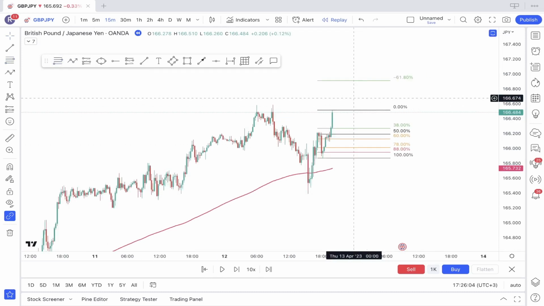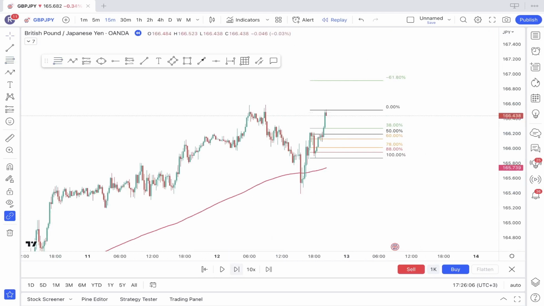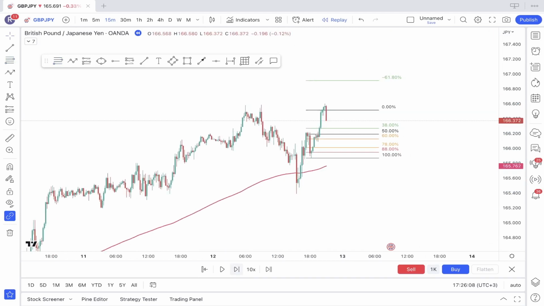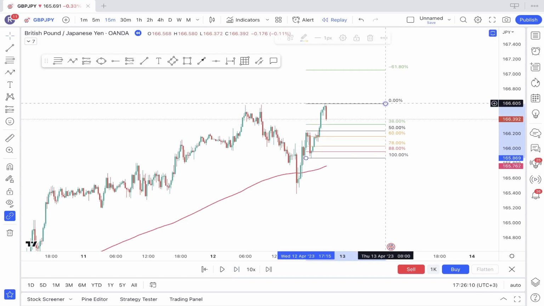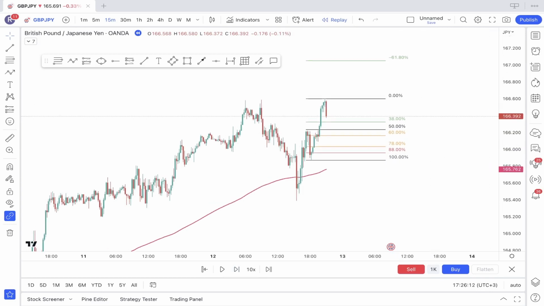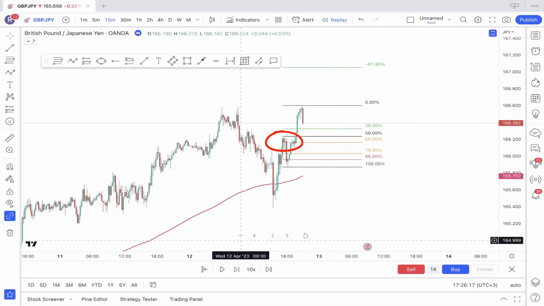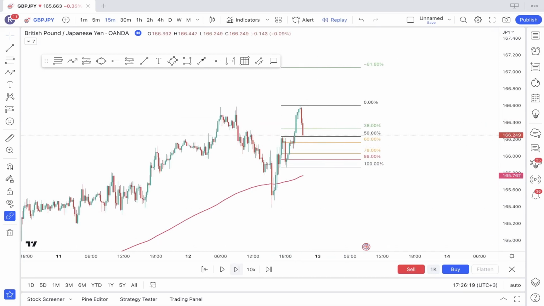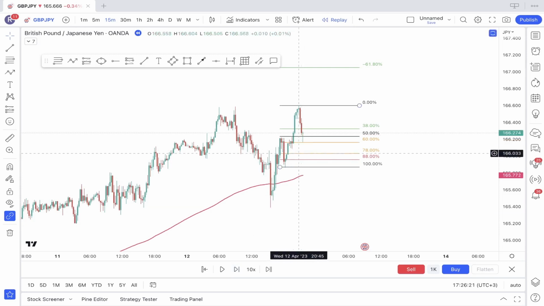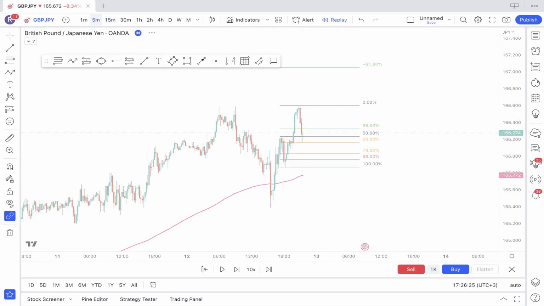Now all there's left is for us to get a pullback. So let's wait for the pullback. We can adjust the fib accordingly, and then we will wait for price to get in our discount area, starting from the 60%. That's where we will look for entries. Boom, we are there. We are at the 60% area, and that's where we will go on the 5 minute.